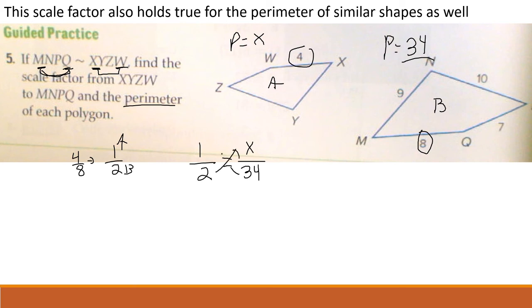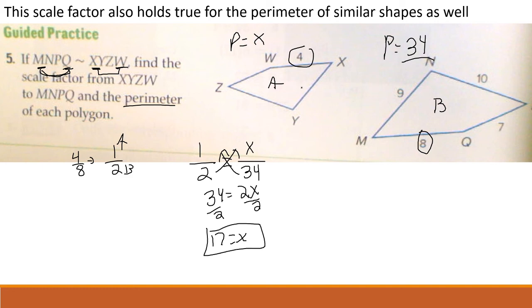I can then, once again, cross multiply. There's actually a quicker way you could do this, but I'll leave that for you to figure out if you want to figure out some shortcuts. And then divide by 2, just so I don't have to pack too much in this video here. And we end up getting 17 is equal to x. So the perimeter of the small polygon is 17.